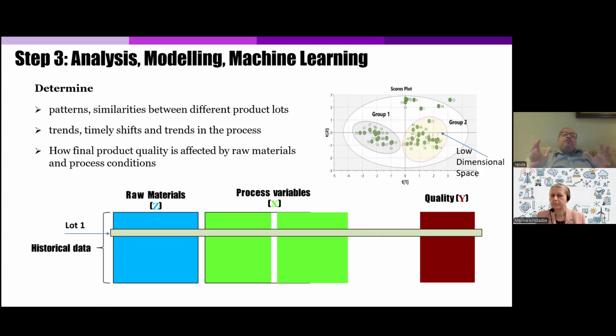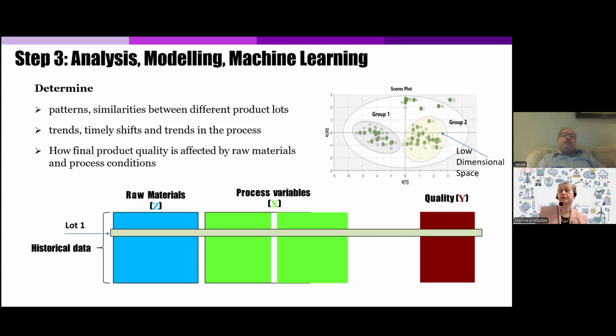So this is the beauty of machine learning: it brings this large amount of data into a low dimensional space where we can identify patterns, similarity between different products, trends, timely shifts, and we will see how final product quality is affected by raw materials and process conditions.